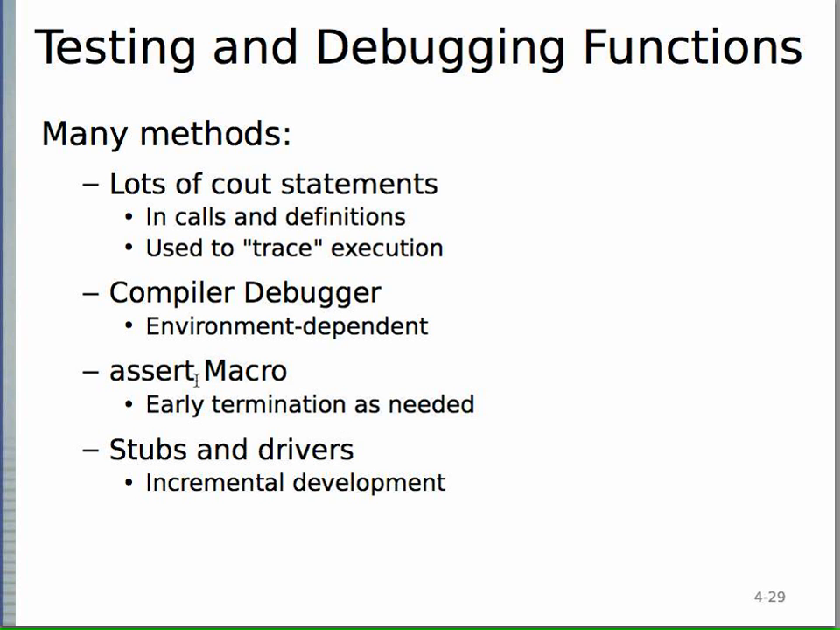And assert, like in Java, takes a Boolean condition. If that condition is true, then you go on and execute the rest of the code. In Java, we can enable assertions and disable them. Remember that assertions are disabled by default. You have to enable them explicitly. We have a similar thing in C++. You can enable them or disable them.